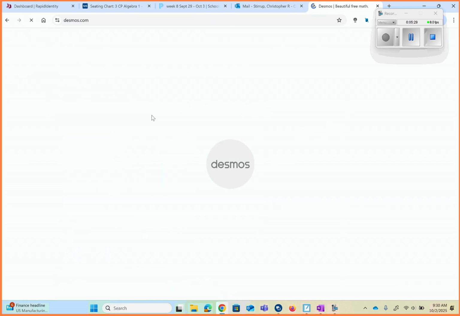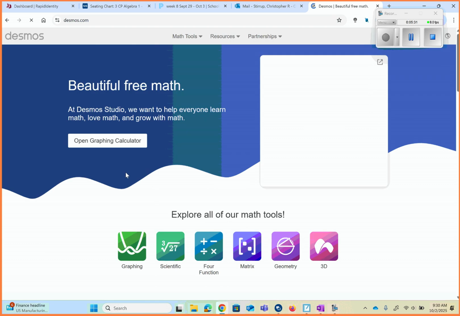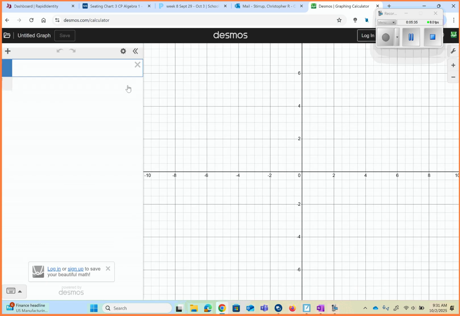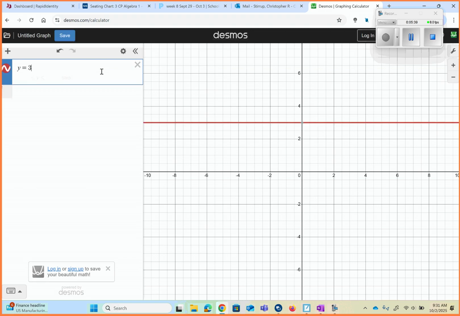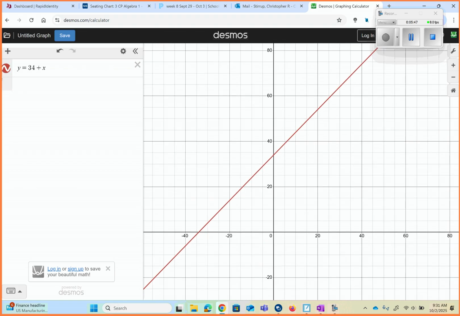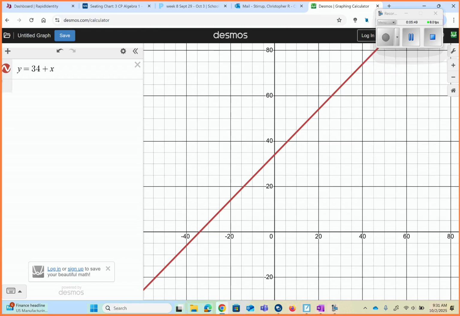Decimals for math. So I can do this way as well, and I welcome you to do it either way. So if I were to graph y equals 34 plus x, and I go find this graph, make it a little darker, and I want to take this out to negative 35.